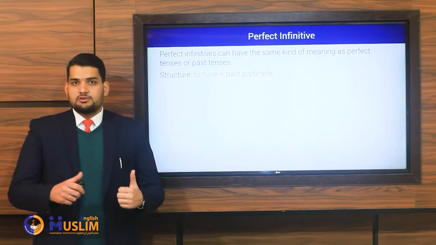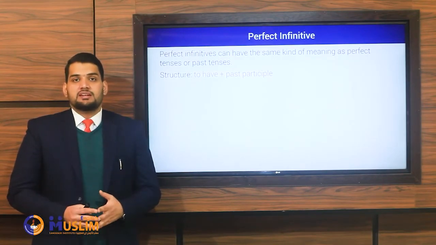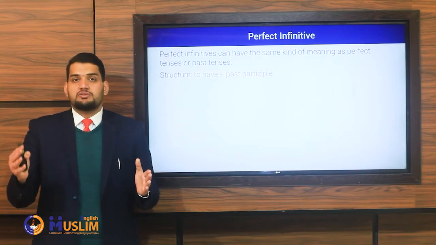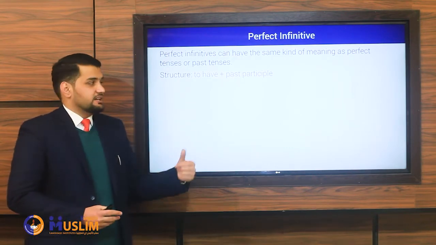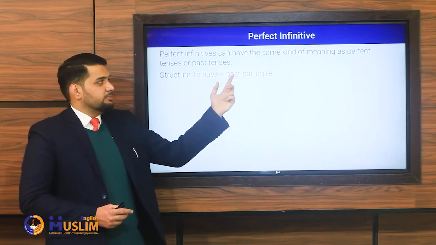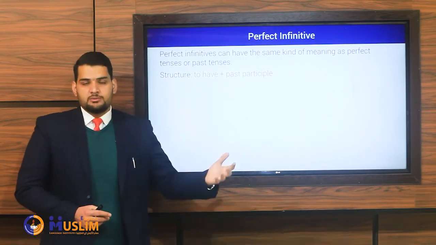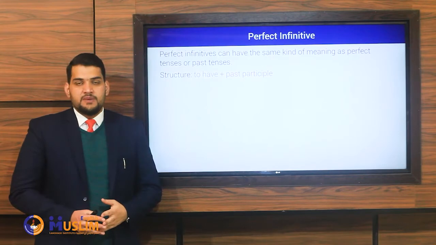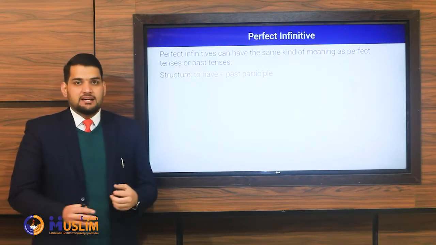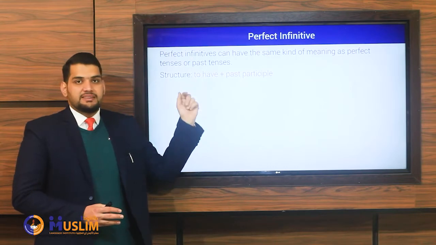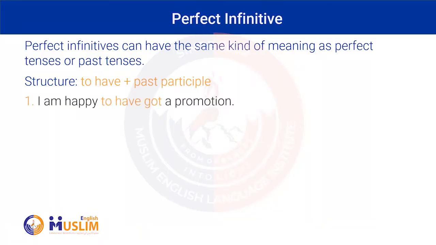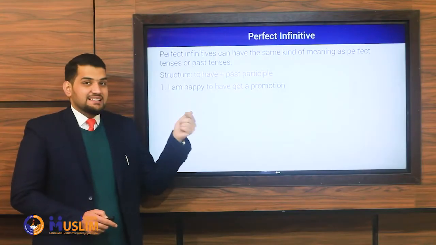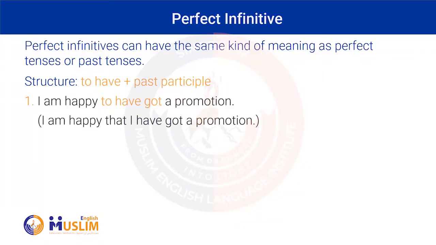If you remember, I just told you moments ago that the basic form of infinitive is to plus base form, or the first form of the verb. But if you see here, in perfect infinitive, we have to plus past participle, or the third form of the verb. But between them, we have the helping verb have. And you cannot say to has or to had, because after to you have to use the base form, and that is have. Let's make some examples. I am happy to have got a promotion. Now this sentence has the same meaning as the following sentence. I am happy that I have got a promotion.